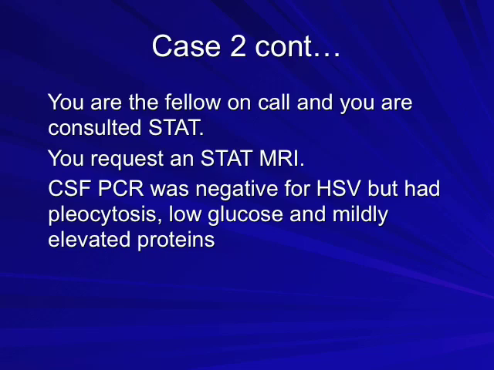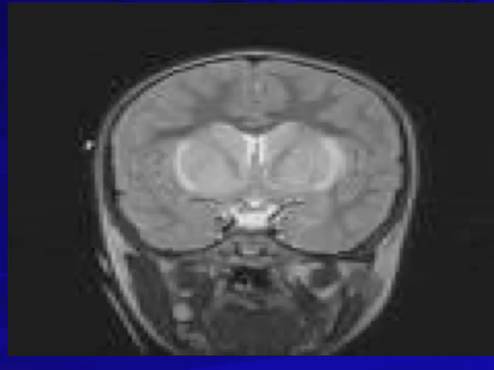So she was called STAT, and she requested a STAT MRI and also an LP. The PCR was negative for HSV. She was listening to the lecture. She knew that HSV is important to rule out, but that came back negative. The CSF, however, had some pleocytosis, low glucose, and mildly elevated protein. And this is what the MRI shows. Anything abnormal here that you guys want to comment on?